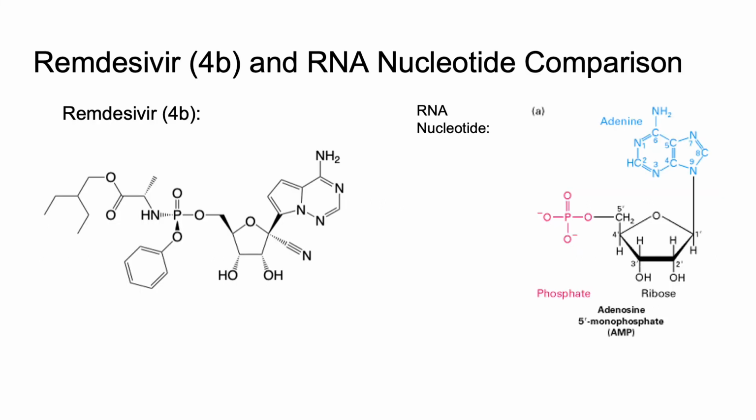Here you can see the similar structures between remdesivir and an RNA nucleotide. You can see that both have a nitrogenous base, a phosphate group, and a ribose sugar.